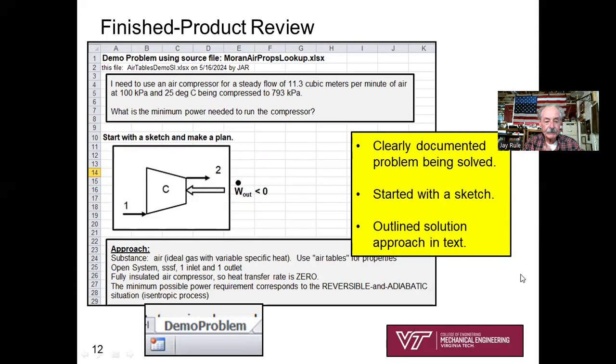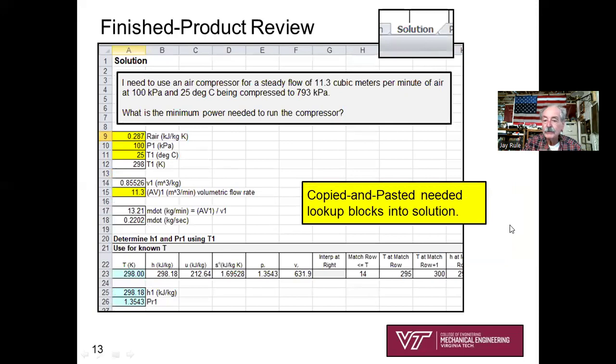Okay, what kind of things did we do? We destroyed the unneeded tabs. We started out with the Moran air props lookup table. We clearly documented the problem being solved in one tab. We started with a sketch and we outlined the solution in text and sketches. Okay, demo problem tab. Then we went into another tab called the solution tab. Okay. And there's what we did. We copied and pasted 2 lookup blocks into the solution.